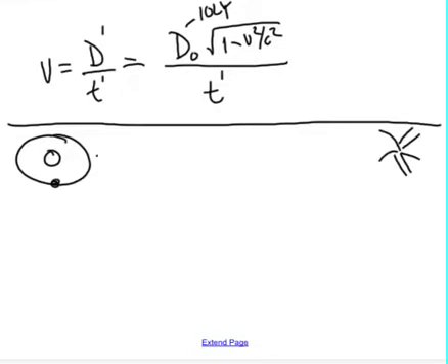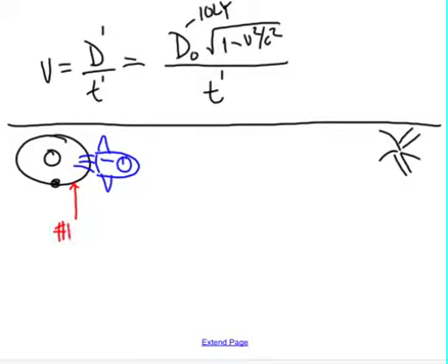We're going to draw our spaceship. And here's our little spaceship. We can imagine putting a clock on the spaceship and ask, what is that clock that measures 2 years actually measuring? Well, it's going to measure the time between two events.